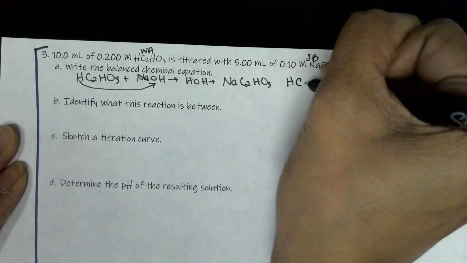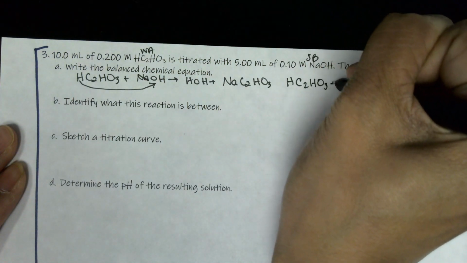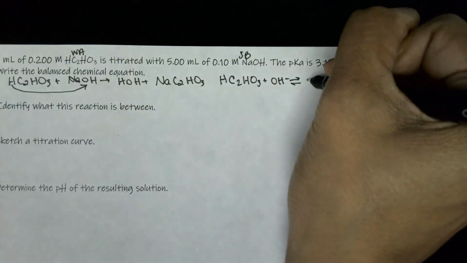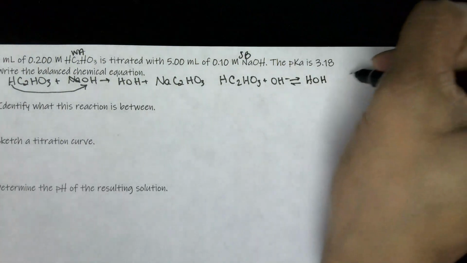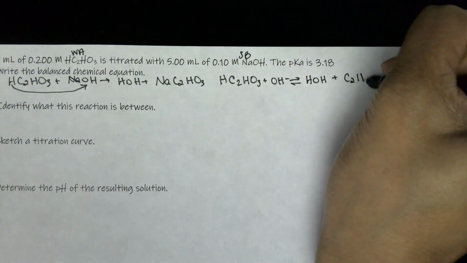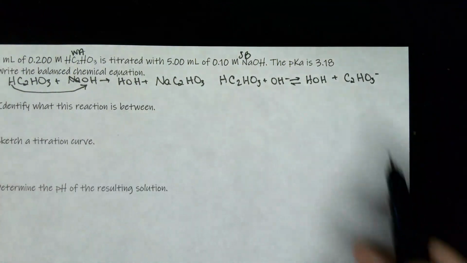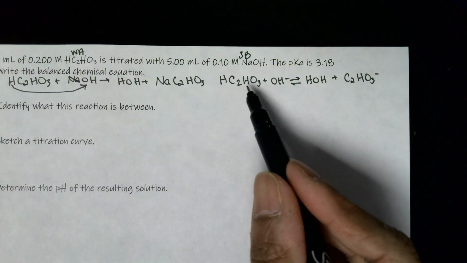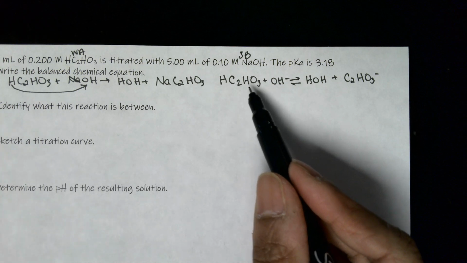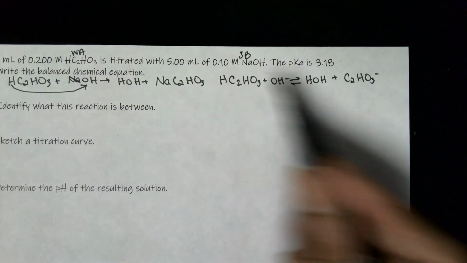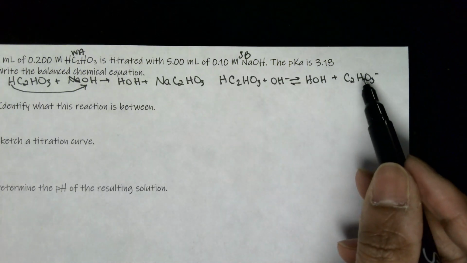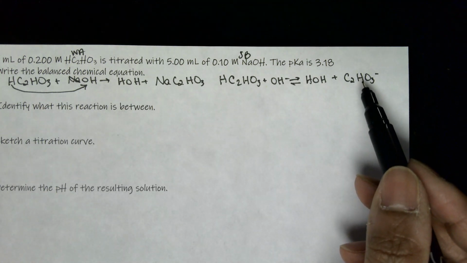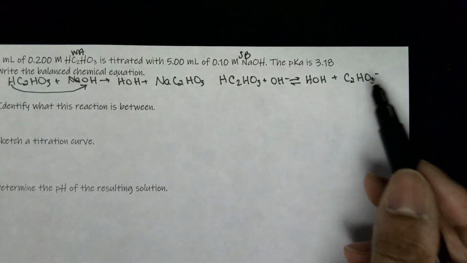So HC2HO3 plus OH minus is in equilibrium. So this is a system at equilibrium. I meant to say that earlier, my bad. And you have C2HO3 minus. Notice that we're not getting rid of this here because this is a weak acid. It's not going to be completely disassociated, so you're going to have some of this as well as some of this left over.